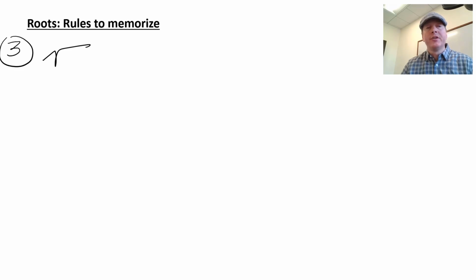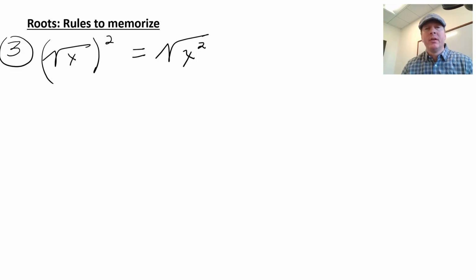A third rule: the square root of x, squared, is the same thing as the square root of x squared. So in other words, it doesn't matter where you put the exponent, and both of those are equal to x. So the squaring and the square rooting cancel each other. And when you think about exponent rules, this makes sense.